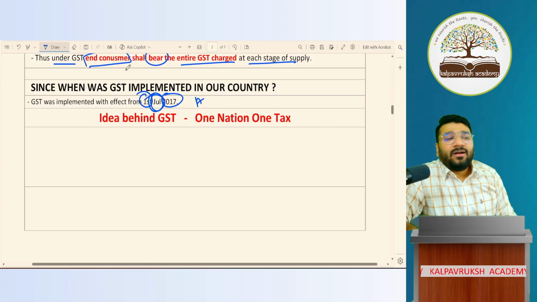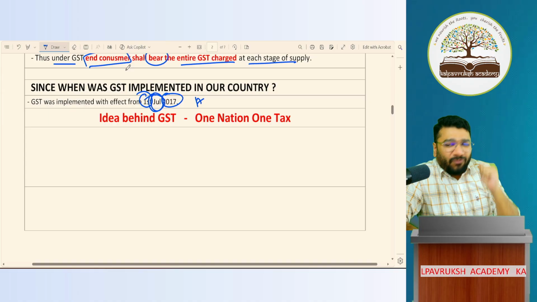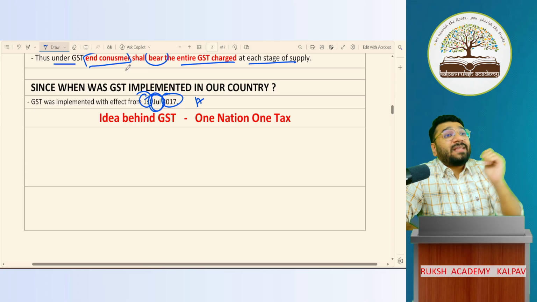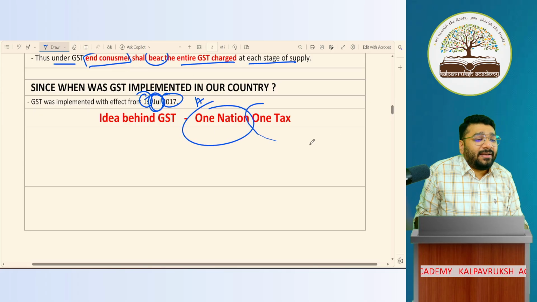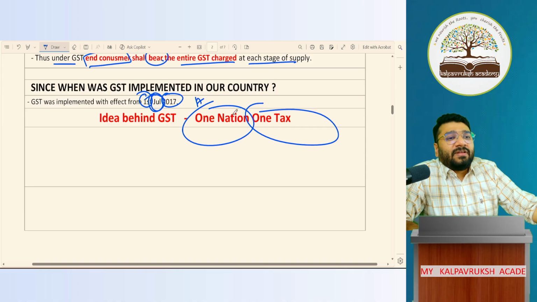Okay. Why GST came, boss? What is the purpose of GST? What is the idea behind GST? One nation, one tax. This was a slogan when GST was introduced.